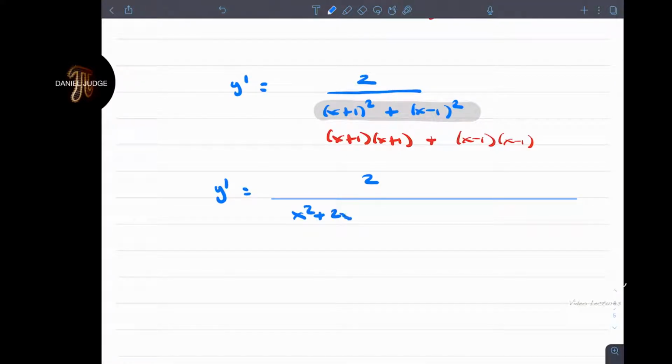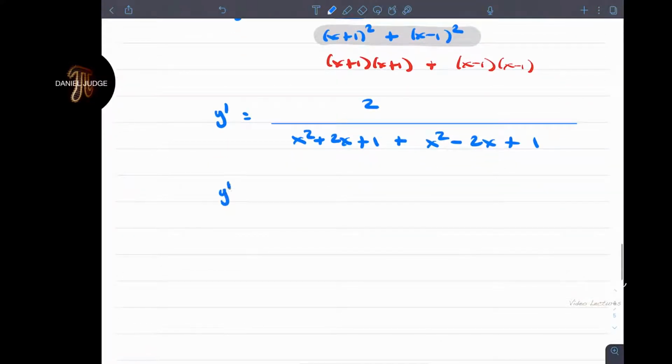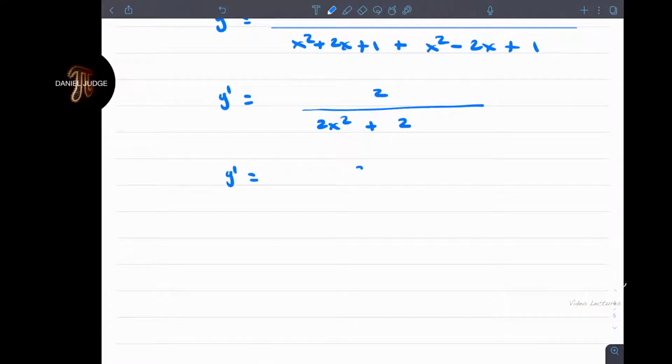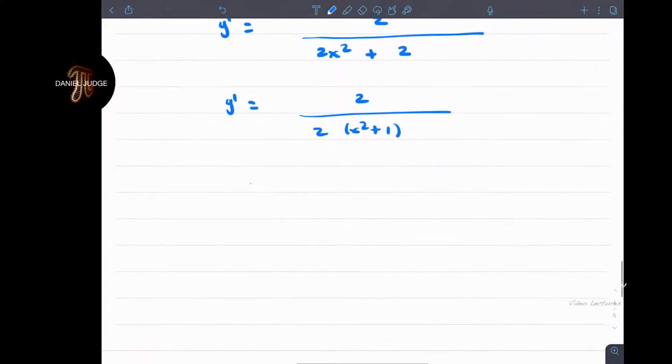x squared plus 2x plus 1 plus x squared minus 2x plus 1. And this is FOIL for each. So we have 2 over 2x squared plus 2. And it looks like we'll have 2 over x squared plus 1. And we can cancel the 2's. So it looks like we have 1 over x squared plus 1.